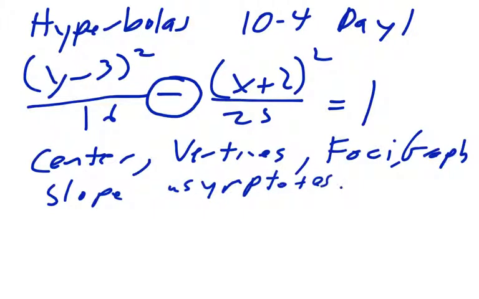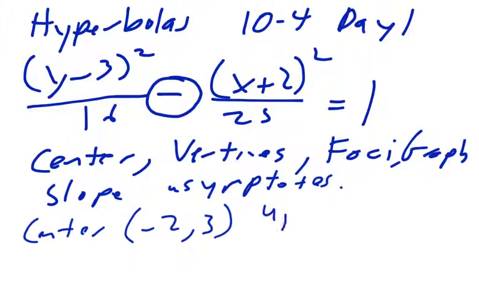So, the center, when we have this equation, is always going to be easy. We got negative 2, 3. And because y is first, this is going to be an up-down hyperbola. And in order to figure out where the vertex is, we're going to go up and down 4, because the square root of 16 was equal to 4.